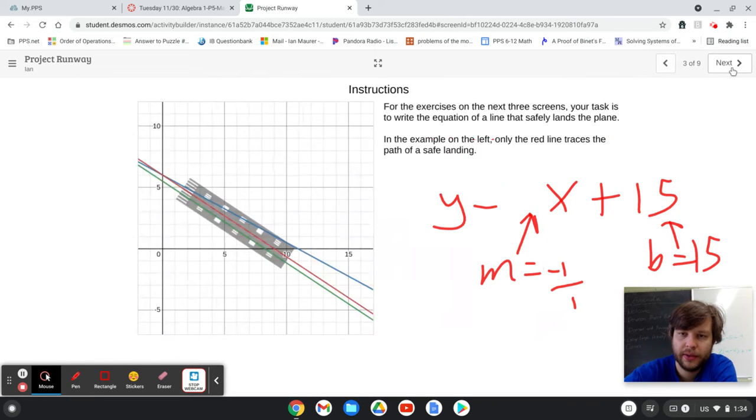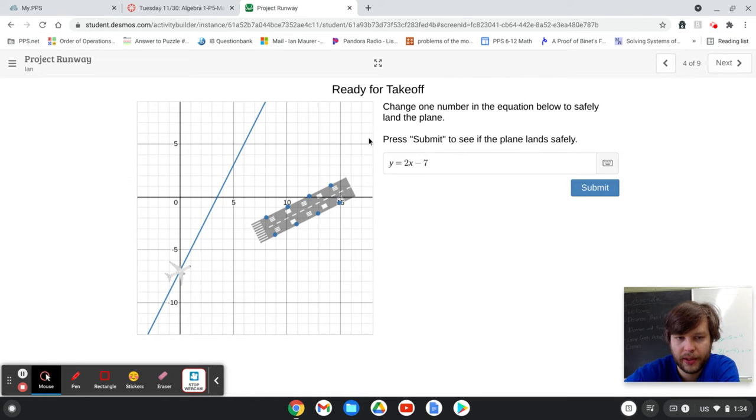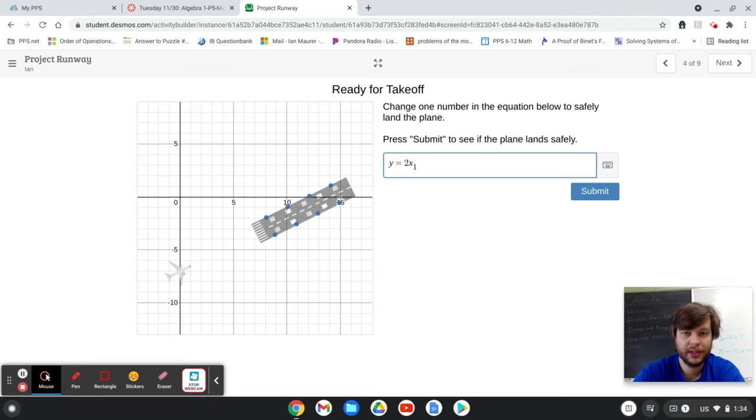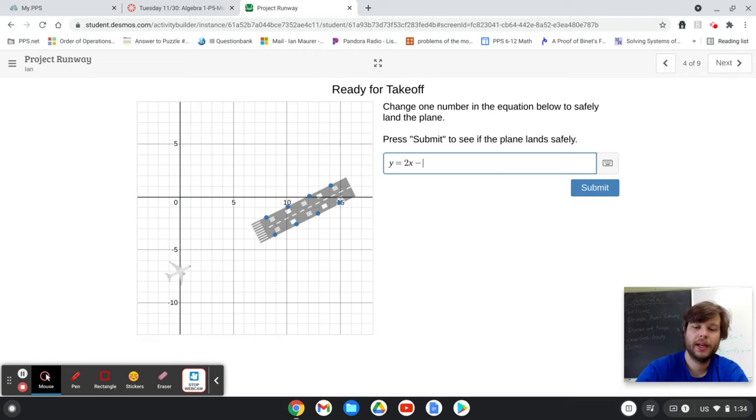Now that we have the basics out of the way, we're going to be using y equals mx plus b to make the plane land. Also, make sure you're reading the directions. This one says change one number in the equation. And what I see is that the blue line is hitting the y-intercept at the right spot. I know the negative 7 is not going to change. If I change the negative 7 to a positive 1, for example, you see the blue line over here is not matching up with where the plane starts. So I want my y-intercept to stay negative 7.